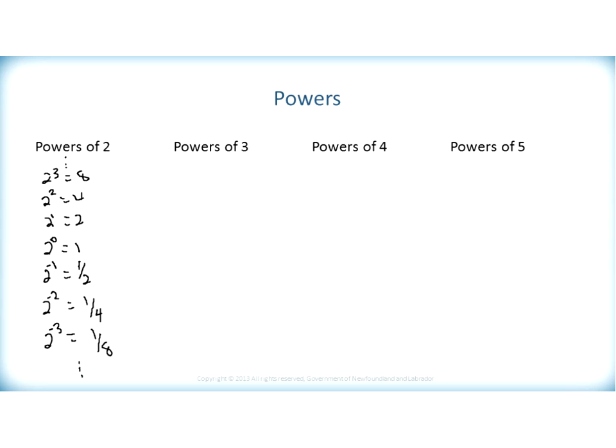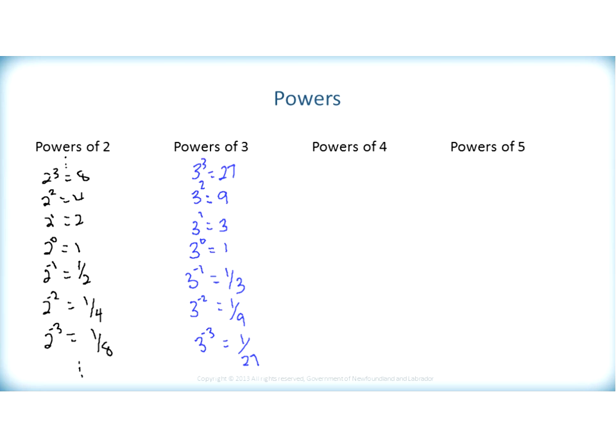When we're looking at the powers of 3, we have the same idea. We have 3 to the power of 0 is 1. 3 to the power of 1 is 3. 3 to the power of 2 is 9. 3 to the power of 3 is 27. 3 to the -1 is 1/3. 3 to the -2 is 1/9, and 3 to the negative 3, it's 1 over 27.